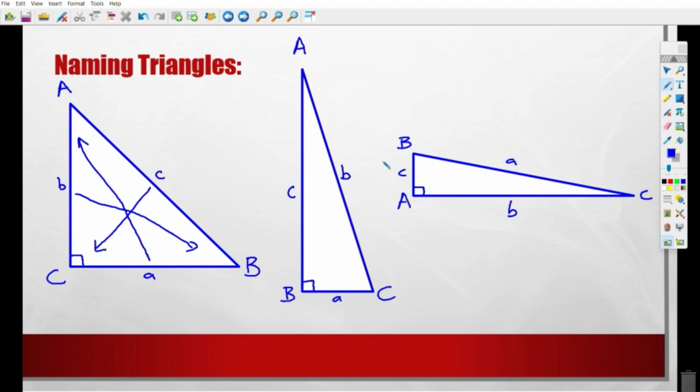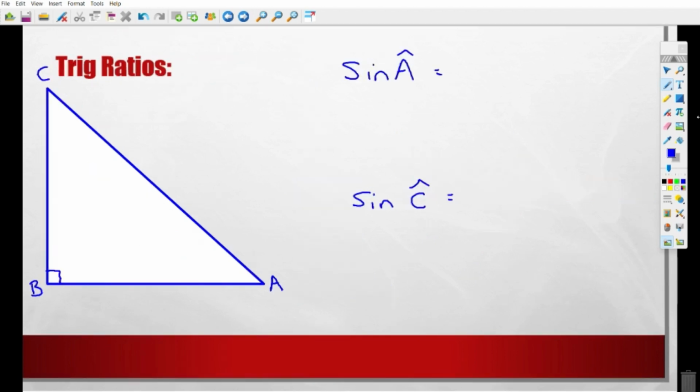Alright, so now let's see how we're going to use this. It's going to be a little bit easier now, right? So, if I look at trig ratios, our first one that we're going to deal with is sine.